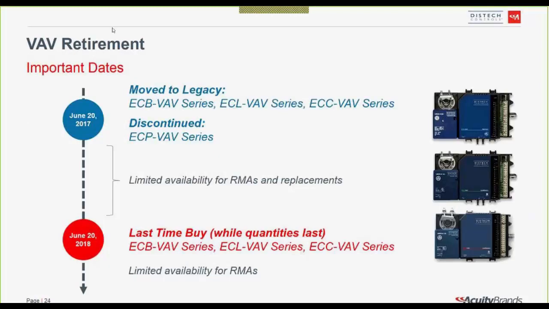And some important dates to take note of. On the 20th of June, along with the launch of the new VAV, we will be moving the ECB, ECL, and ECC Series VAVs to legacy. The ECP-VAV series will be discontinued at that time. And for a year, we will be holding some stock, or whatever is available, and it's important to take note of limited availability, because we will try to prioritize RMAs and replacements with these older products.